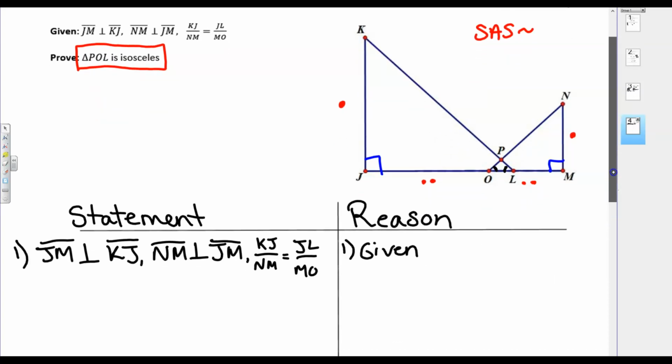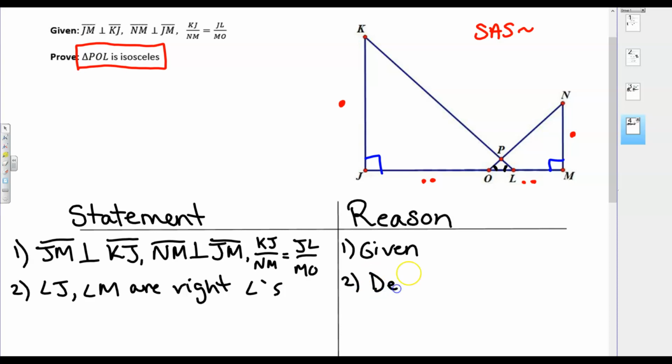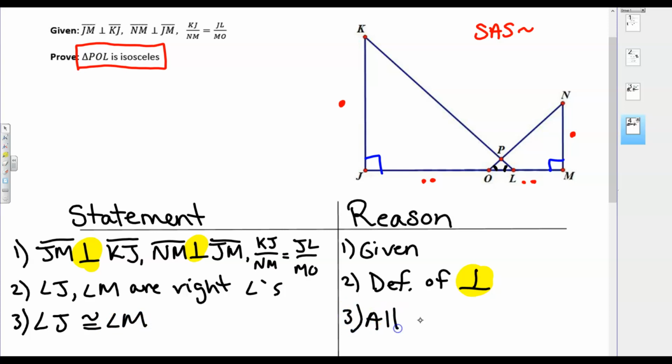So my first step is just to talk about all my givens. Now we're going to deal with those right angles. So I can say in step 2 that angle J and angle M are right angles, because we were given that we had perpendicular sides. So it's the definition of perpendicular. Notice again, just like always, I'm lining up my symbols here so that we've got carryover from the previous step. All right, so now we can say that angle J is congruent to angle M because all right angles are congruent.